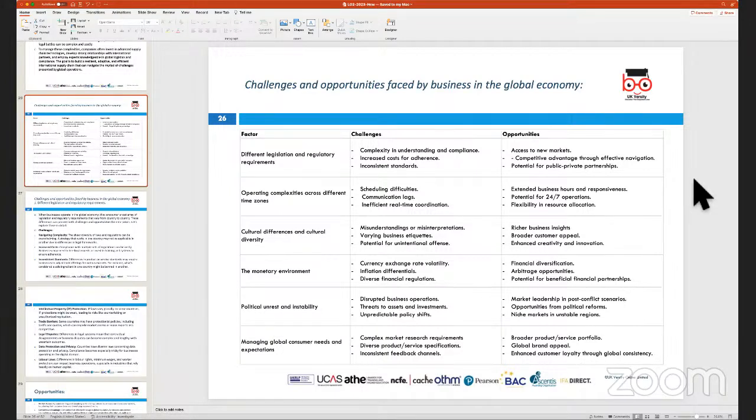Now, the opportunities it could provide: there are risks associated, but it could allow companies to expand to newer markets. It could also provide some sort of competitive advantage, being able to successfully decode and use those rules and regulations to benefit their company as against their competitors. And last but not the least, it could also open up opportunities in terms of private-public partnerships.